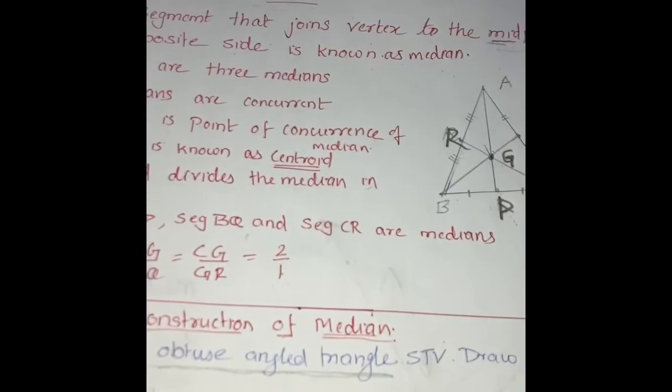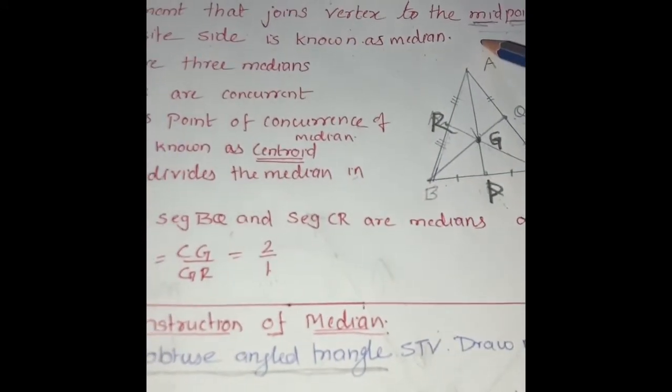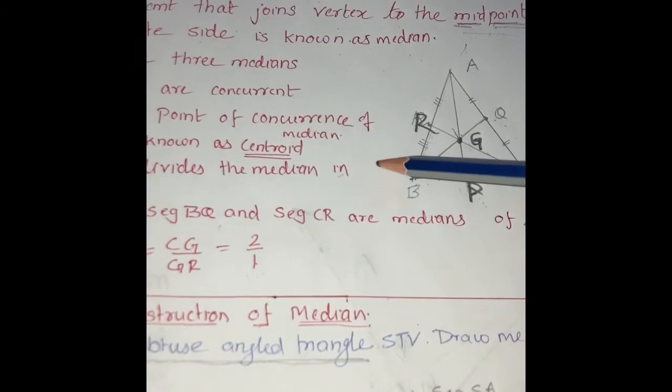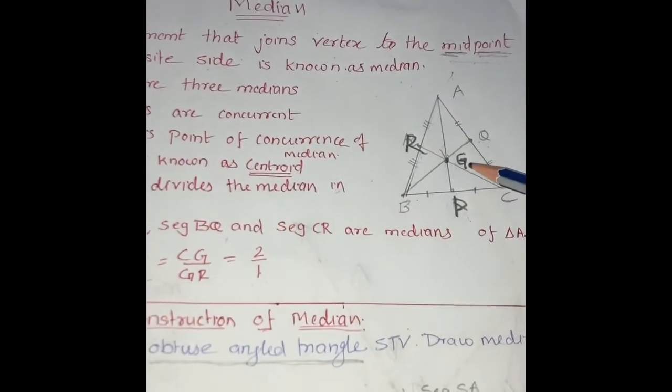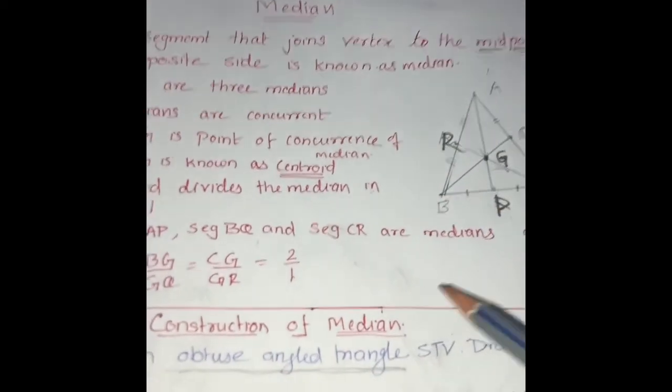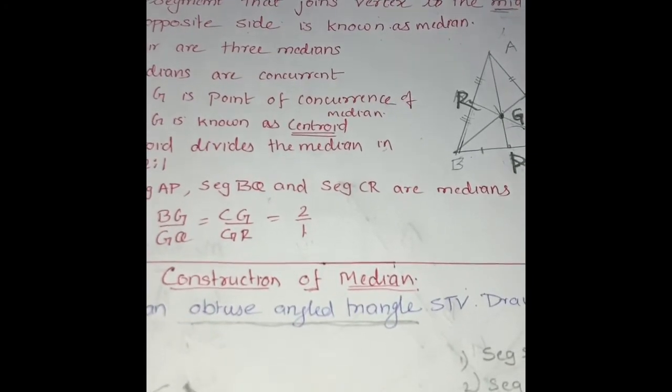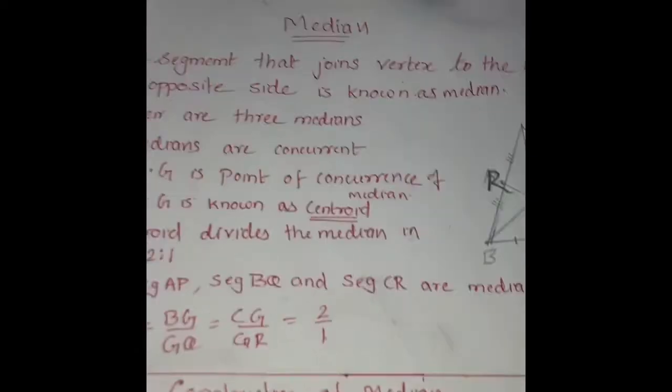So this was about the median, the definition of median and property of median. Then we learned about the centroid and the property of centroid also. Now let us come to the construction of median. For construction, children, we need a compass, a scale, and pencil, eraser, that is common. Without that we cannot do it.